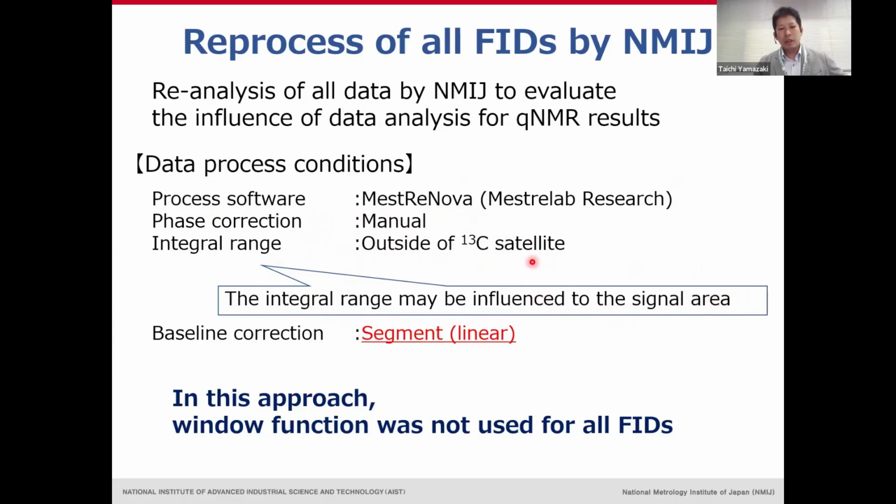So we set completely the same conditions, and baseline correction is set to segment. Segment means linear. In this approach, a window function was not used for any FIDs, because in the case of using window functions, raw NMR data is sometimes changed.